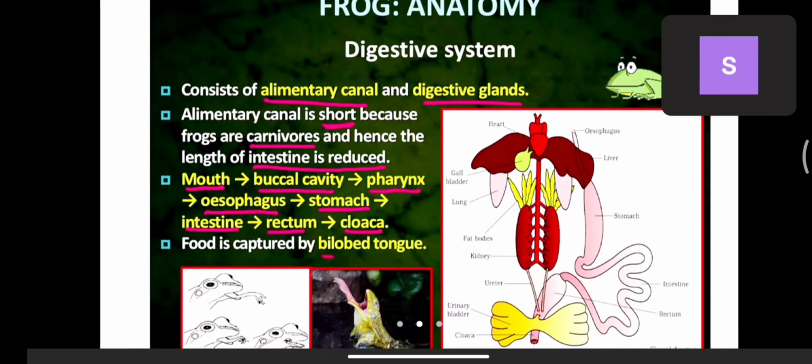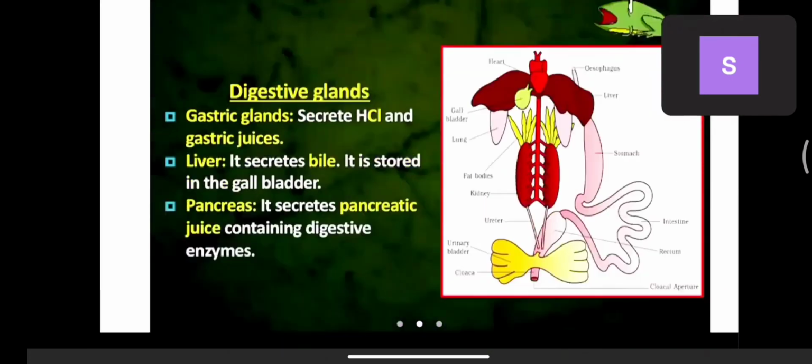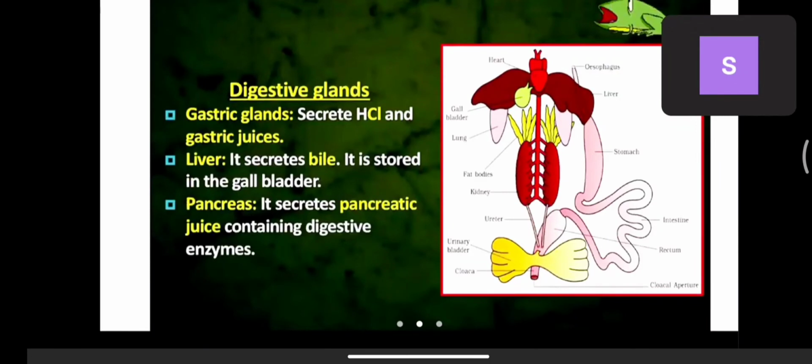So food is captured by the bilobed tongue. It means the tongue is divided like this. 2 lobes are present in the case of the frog. Even in snakes you can find this bilobed tongue. The tongue is divided into 2 parts, that is called bilobed. Clear? So digestive glands: gastric glands secrete HCl, hydrochloric acid, and other gastric juices. What does the liver do? It secretes bile juice, which is stored in the gallbladder.